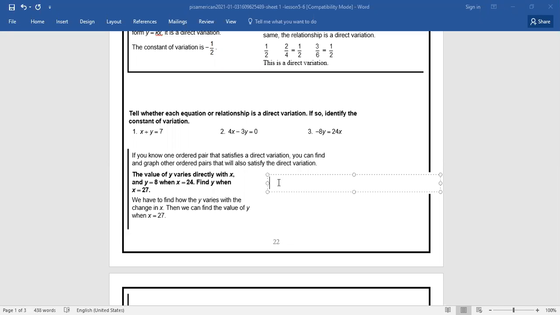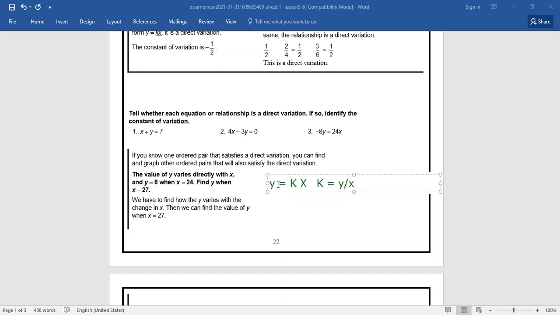How will we find the value of y when you have the value of x? First, tell me the equation, the general form. Y equal what? Kx. Yes, y equal Kx. And how can we find the value of K? If I want to solve for K, it will be y over x, exactly.